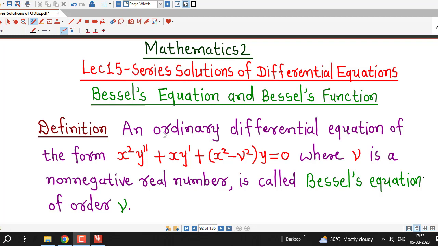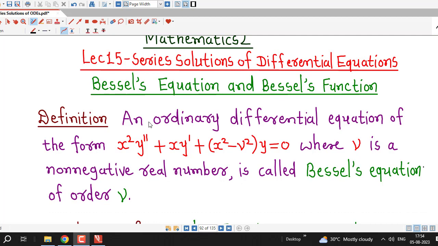Sometimes they can ask you to write down Bessel's equation and its solution using the Frobenius method. So first we understand what Bessel's equation is, then we will solve it using the Frobenius method, and then we will discuss that Bessel's functions are nothing but particular solutions of Bessel's equation. So we start with the definition.